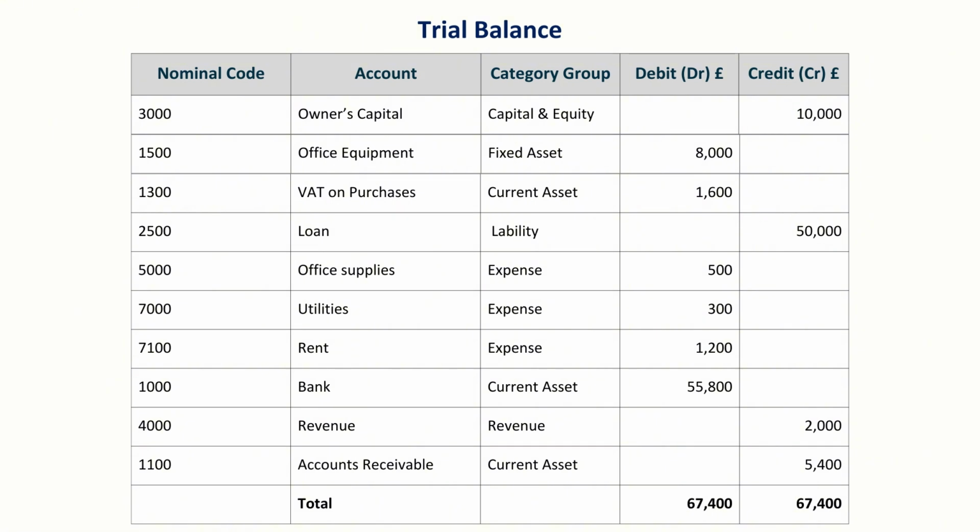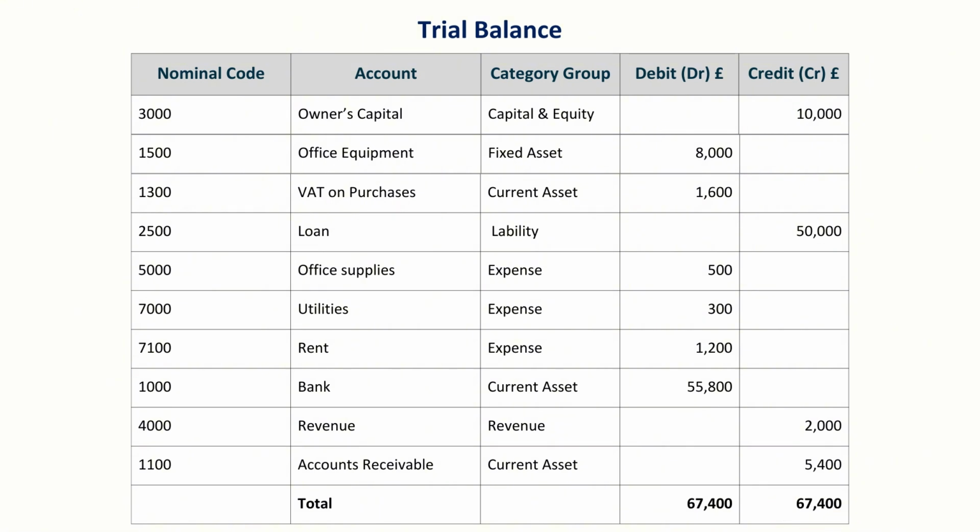Each account appears once, with its closing balance shown on either the debit or credit side, depending on the account type. The total of the debit column should always equal the total of the credit column. If they don't, it means there's likely an error somewhere in the entries or calculations.